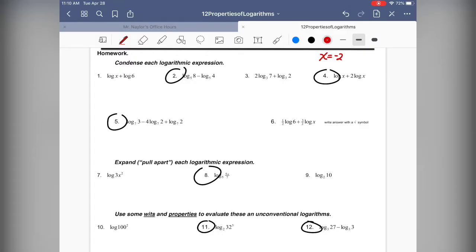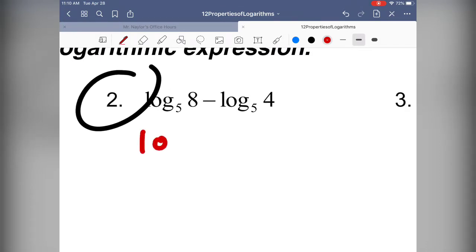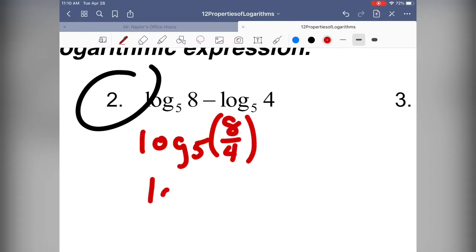I'd like to give you a real quick selective answer video. I'm going to go over number 2. That's a subtraction problem, so subtraction means fraction. You want to divide 8 and 4, but that actually gives you the log of 2.